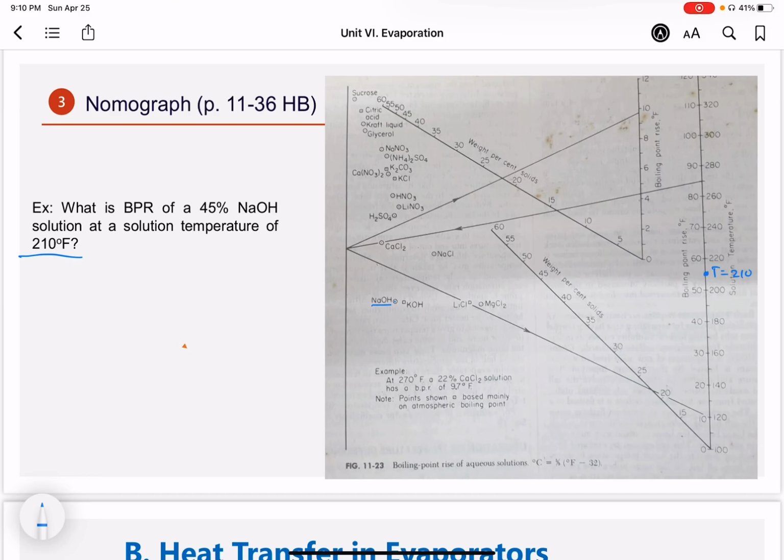So let me just get the ruler. So if I have that, I have already the 210, project it there. So it's this 210, sorry, it should be on the middle of the solute given. Okay, let's do that again. So you have here at 210 and NaOH.